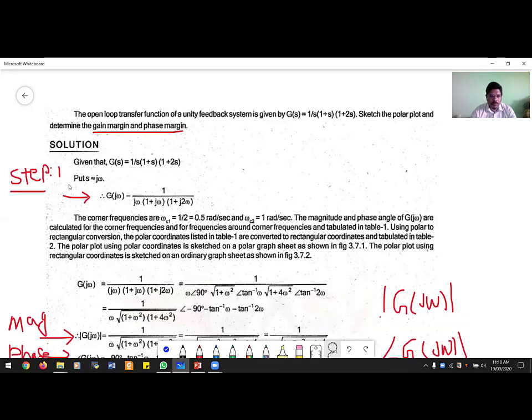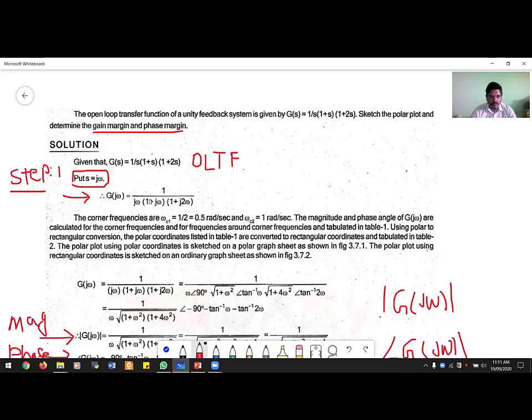Step one: we have to convert the given open loop transfer function into the sinusoidal transfer function G(jω). For that you have to put s = jω. After putting s = jω in the open loop transfer function, we get the sinusoidal transfer function G(jω) = 1 divided by jω(1 + jω)(1 + 2jω). We just replace s in terms of jω.